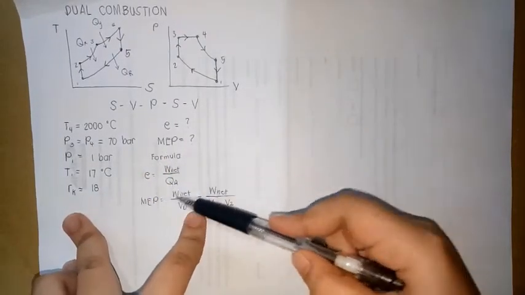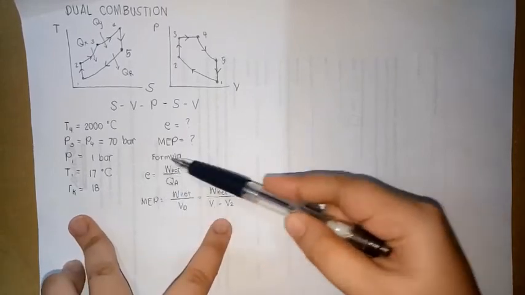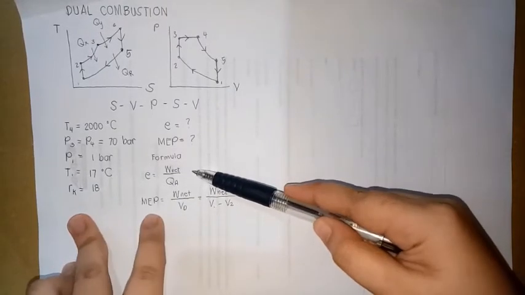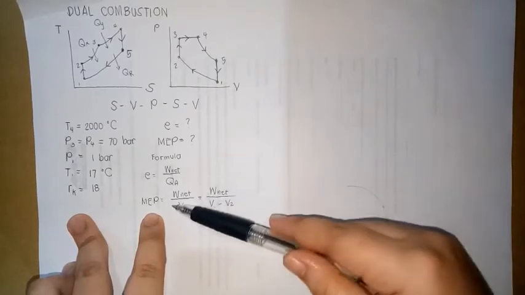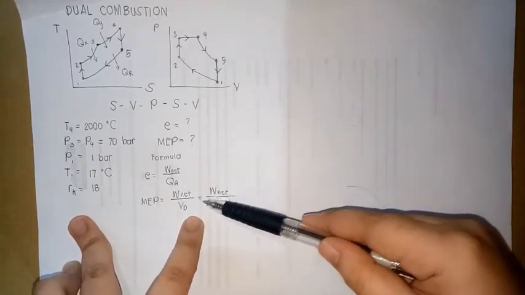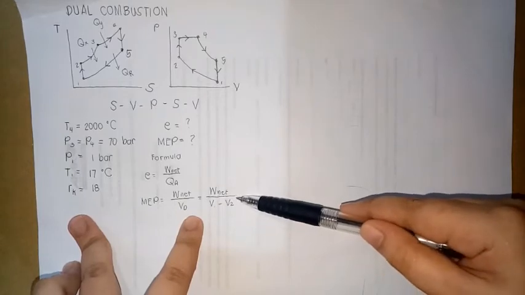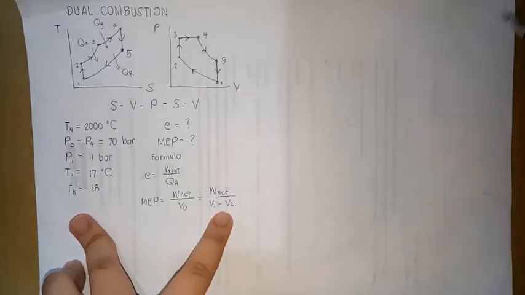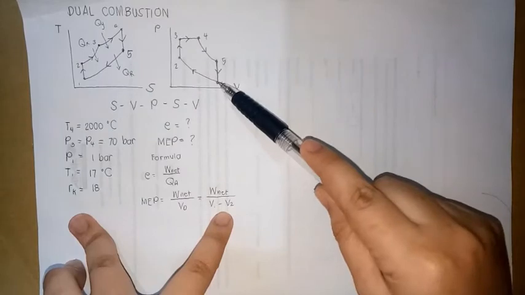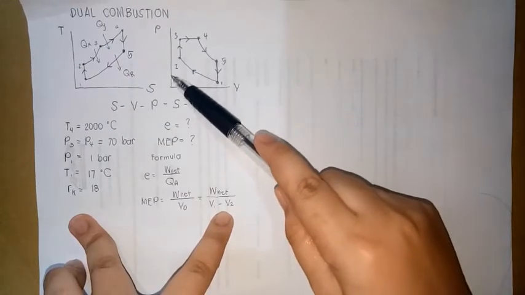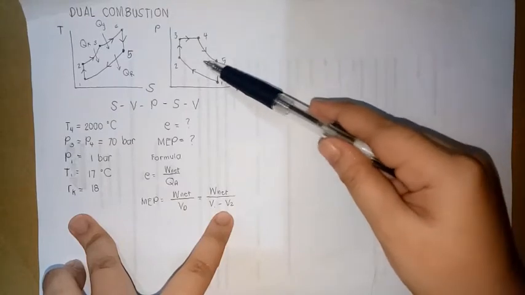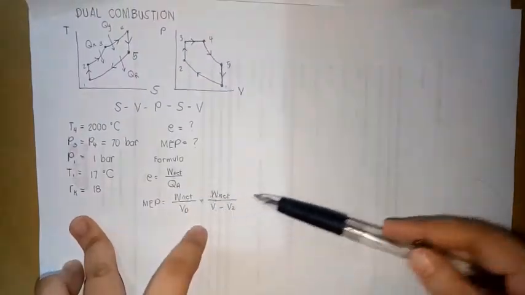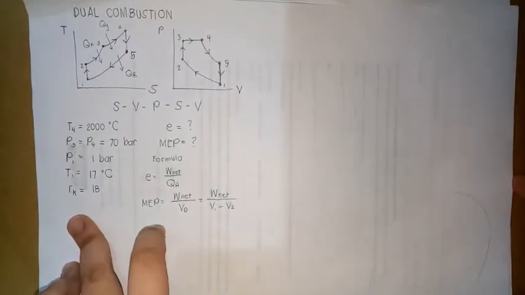Our general formula for efficiency is work net over QA. And for the mean effective pressure, we are going to use the formula work net over volume displacement, wherein our volume displacement is V1 minus V2. As you can see here, V1 is our maximum volume, V2 is our minimum volume. So, V1 or V5 and V2 or V3. So, V1 minus V2. Let us start.